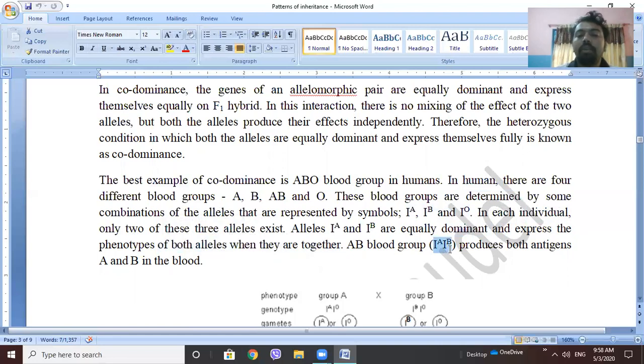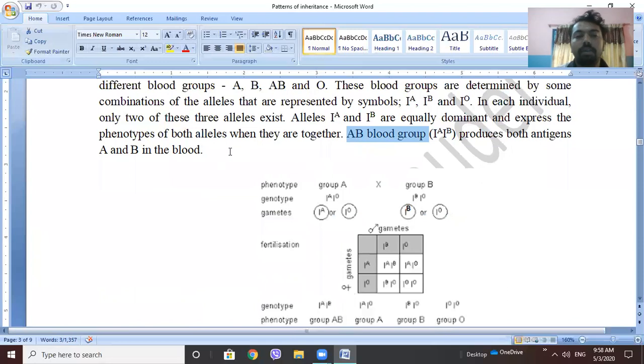So both alleles are present, and in that case in our blood, the A antigen as well as the B antigen are equally expressed, and the blood group will be AB blood group. So now let's look at it here.